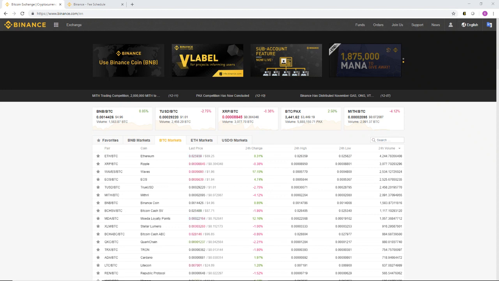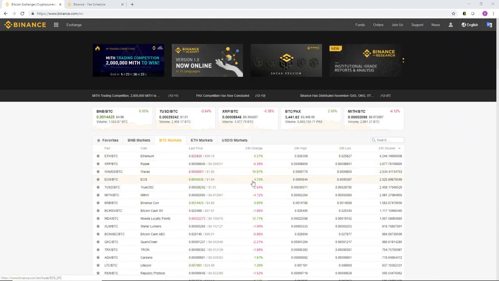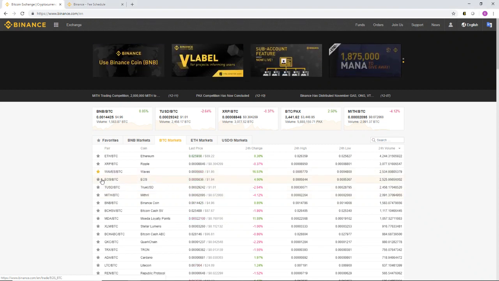I just want to give you a quick hint. What I like to do is to favorite the coins that I want to follow, whether it's coins that I currently own, or the coins I might potentially want to own. For example, let's just click Waves here. You can see the star pops up, so Waves is up about 17% in terms of Bitcoin today. That's again something you have to keep in mind.